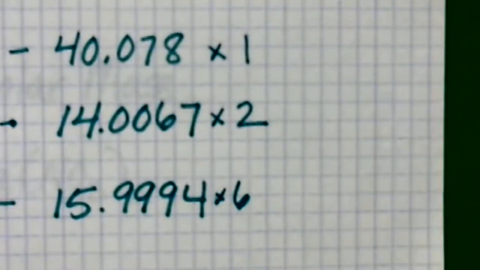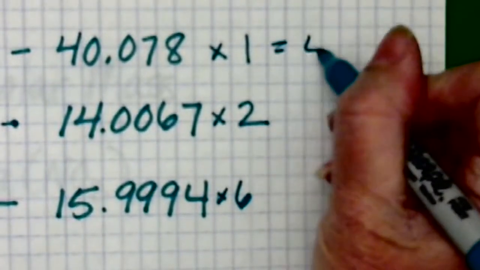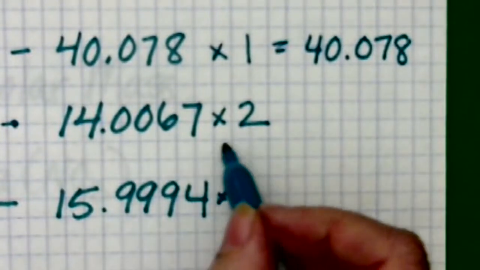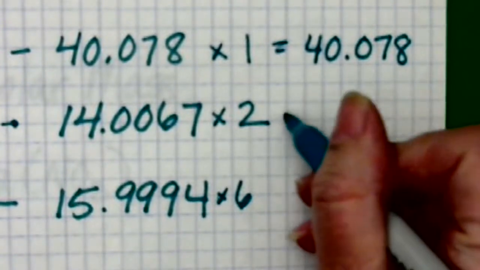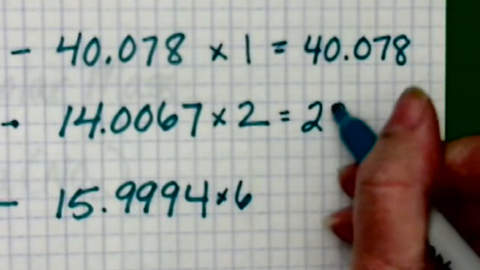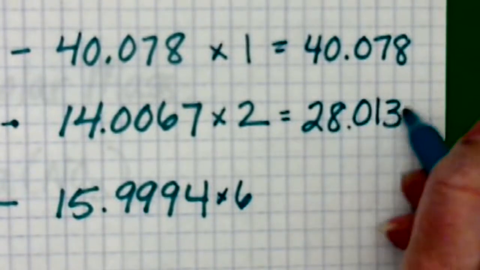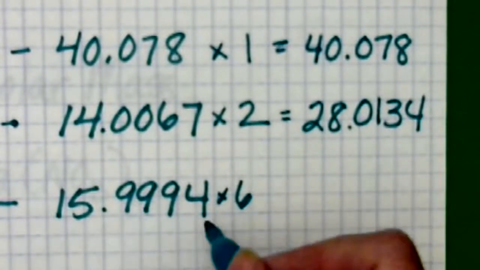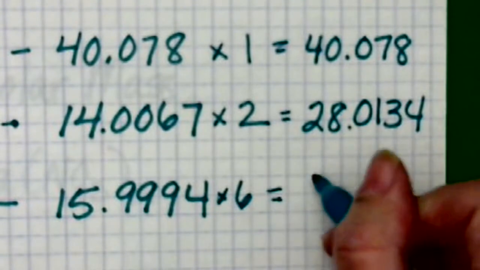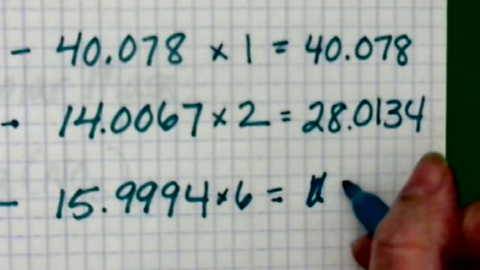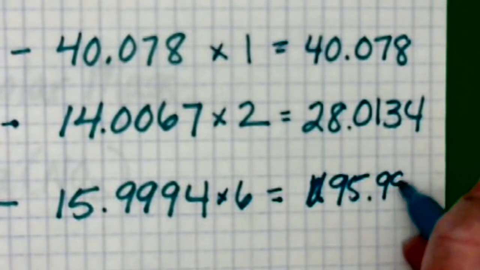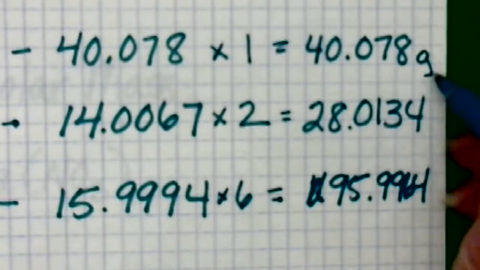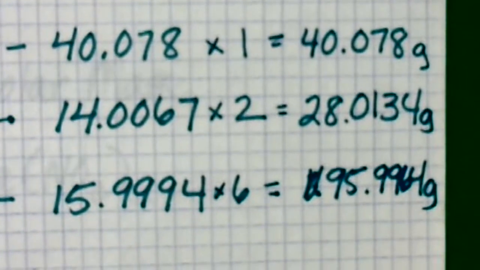So if we do that, we find that calcium is still 40.078. 14.0067 times 2, you'd need your calculator. I've already done that on my calculator, and I get 28.0134. And oxygen, which is 15.9994, times 6 is 95.9964. And these all have units. These are how many grams are equal to 1 mole.